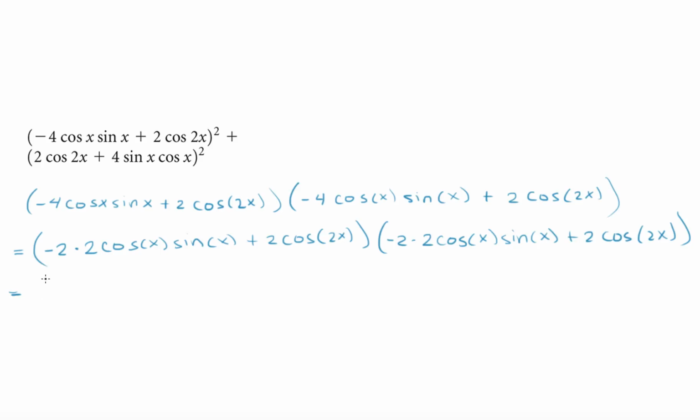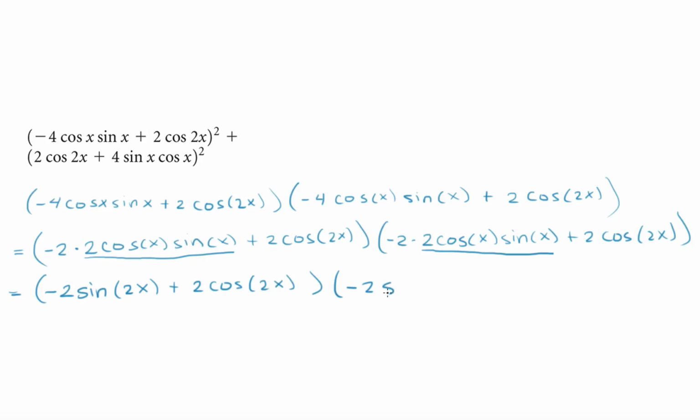Okay, now -2, so this term right here is also an identity. So this is -2 sine of 2x plus 2 cosine of 2x. And again, -2 times sine of 2x plus 2 cosine of 2x.